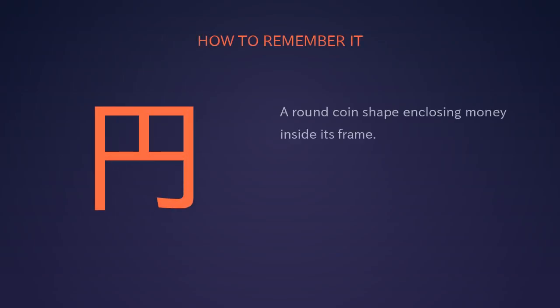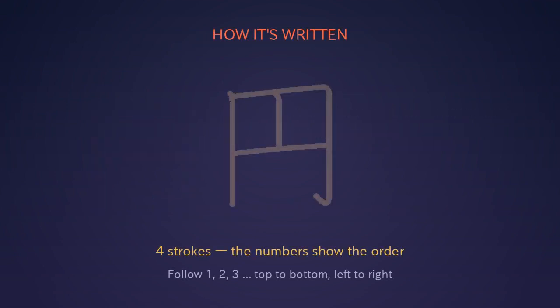A round coin shape enclosing money inside its frame. Now, let's write it. 4 strokes. Follow the numbers on screen in order, slowly.